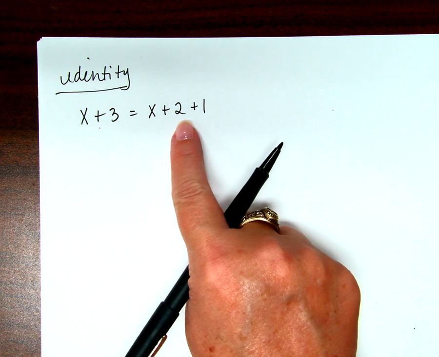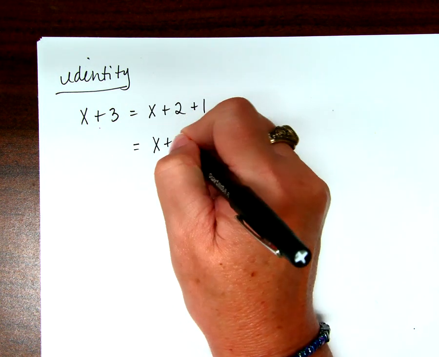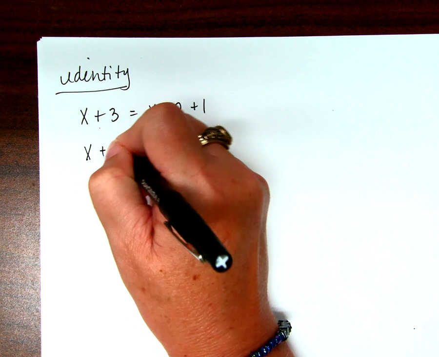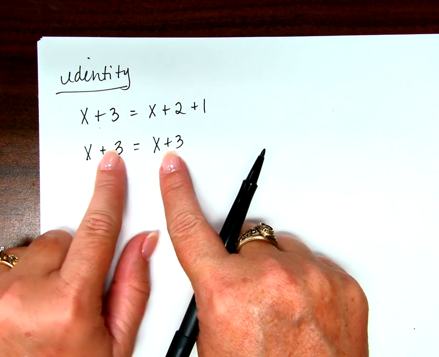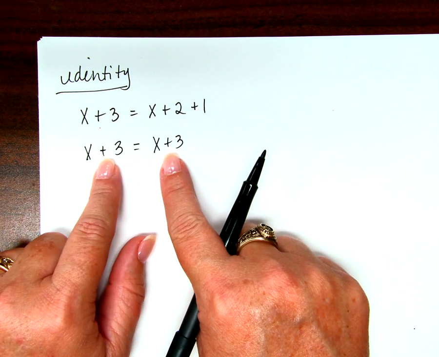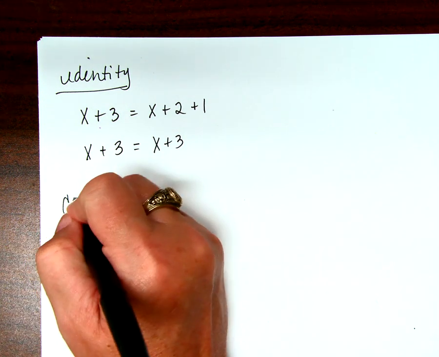Well, if I simplify this side, what do I get? X plus 3, right? Does x plus 3 equal x plus 3? That's the identity. It's just saying, look, they're the same. Okay? Conditional.